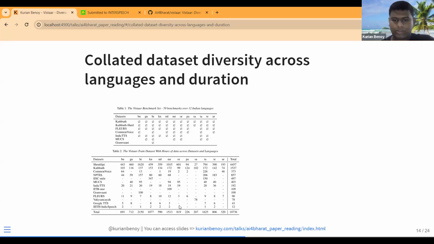That is how the dataset is composed, and Shrutilipi is probably the biggest dataset. Shrutilipi is a news dataset, as far as I understand, and it is also cited in the paper. I might have read the paper, but I don't exactly remember it. But I think it is also from the AI4Bharat team itself.